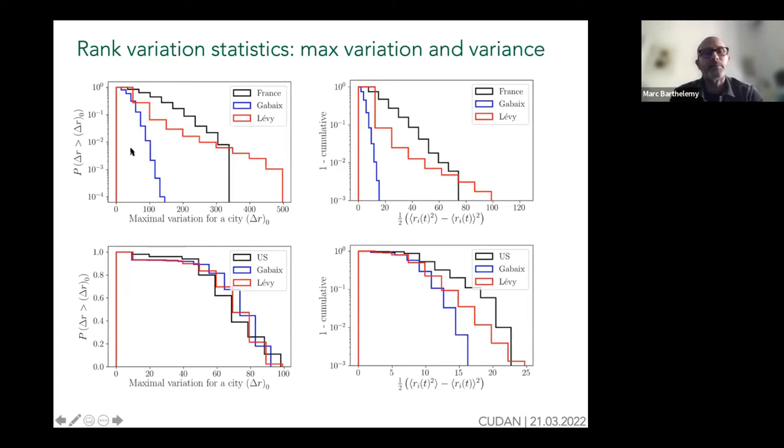I will not insist. For example, this is the cumulative probability to have a large rank variation. And you see, in black for France, this is this Levy model. And this is the Gabay model, which never sees super large variation of rank. So you can test that and you can indeed show that this equation reproduces the large rank variation observed in reality. So you have one equation, but which tells you two things. Zipf flow is not always valid and we understand why. And the dynamics is turbulent and the shocks are due to migration.